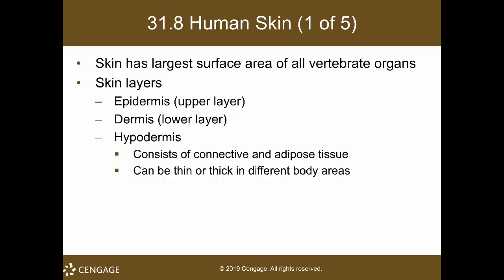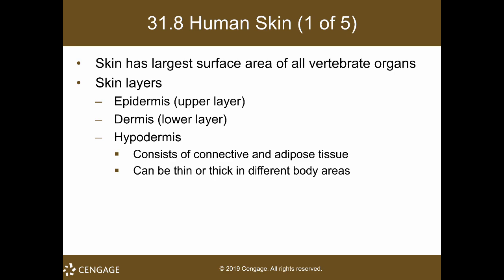So moving on to the first body system that we will be discussing, we have the human skin. The skin is the largest surface area of all vertebrate organs. Technically, it can be considered the largest organ, in close contention with the liver. The skin has several layers.